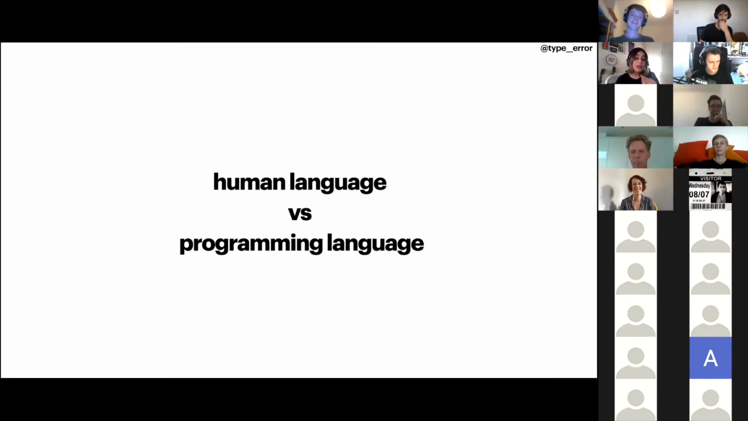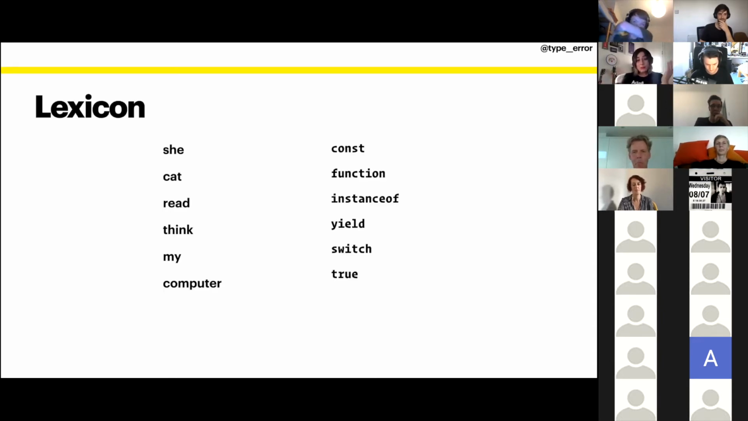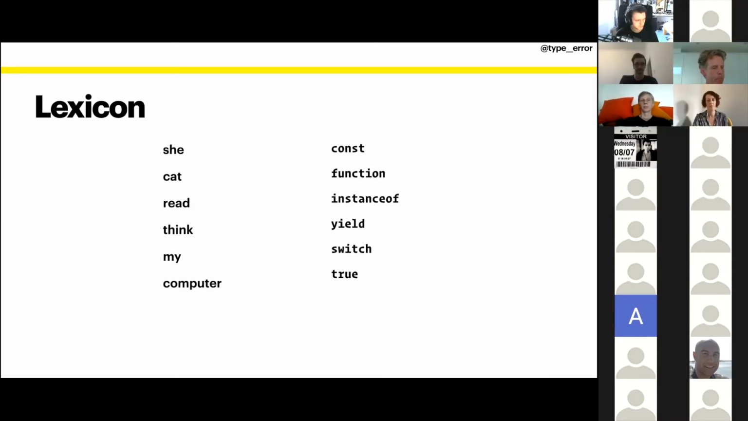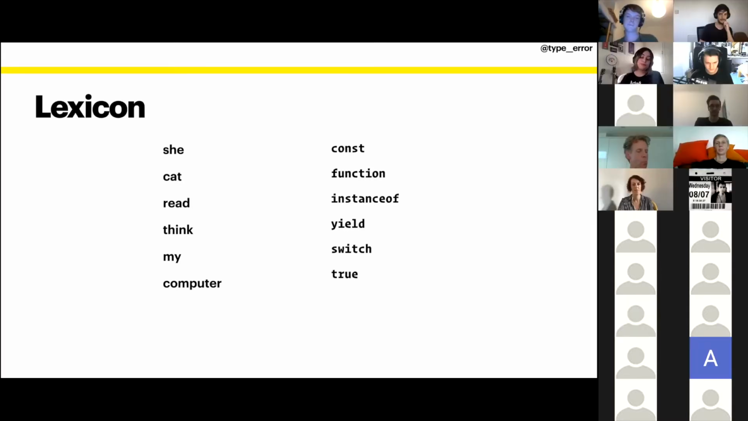But learning a programming language does have its similarities to learning a foreign language. So, for example, both human and programming languages have a lexicon, and that's a set of words in a language. So human languages tend to have huge numbers of words that change over time, whereas the lexicon of a programming language is generally fairly set. But there are still words that you need to learn when you're learning JavaScript.